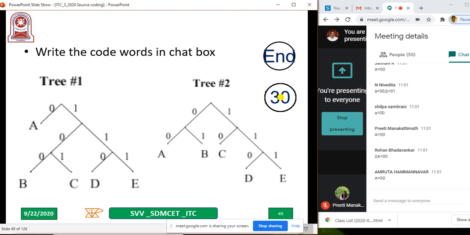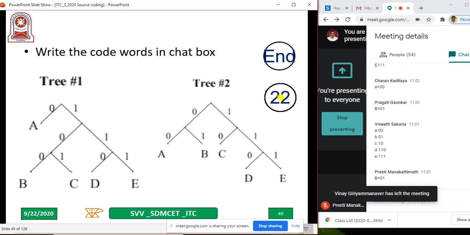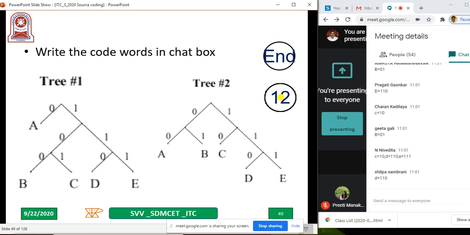2A is 00, Amrita, correct. 2A equal to 00, Rohan, correct. Shilpa, Preeti, Vinit, Sakaria. All 5 have typed. 00, 01, 10. And Nivedita, C equal to 10, correct. Shilpa, D equal to 110, correct. Very good. Spurti, D equal to 110, correct.